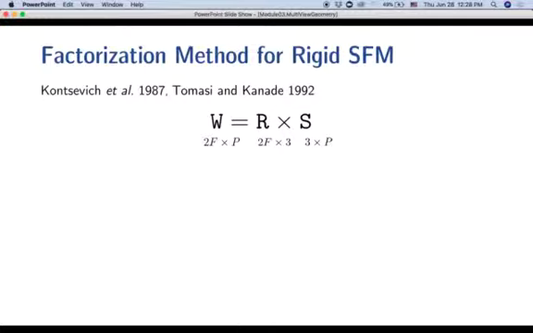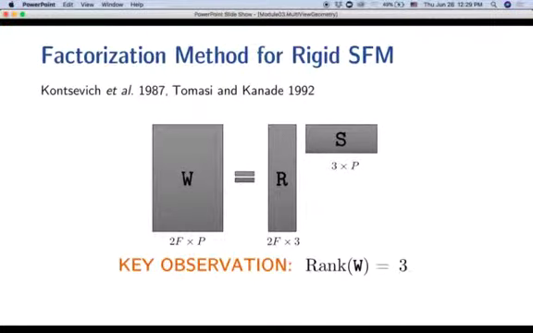Now I have observed about this model that W is not a full rank matrix. W is a rank deficient matrix. Its rank can at max be 3. By the way, a question here: can the rank of W be less than 3 actually? The rank of W can be less than 3 only if the rank of R or the rank of S is less than 3, right?